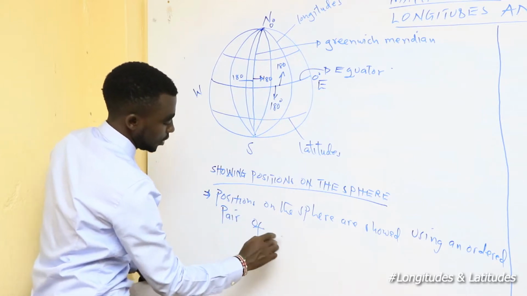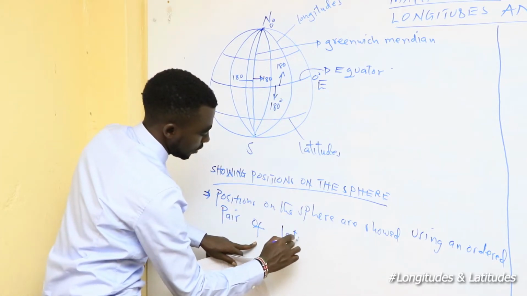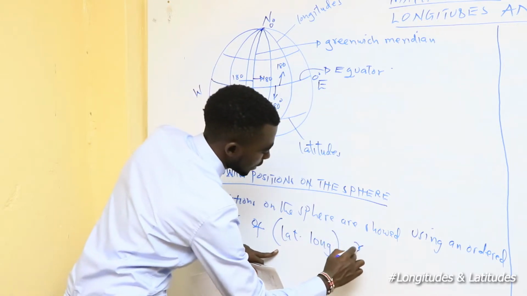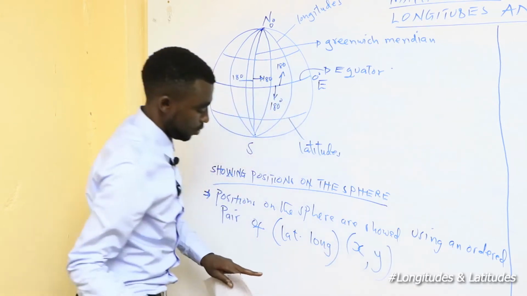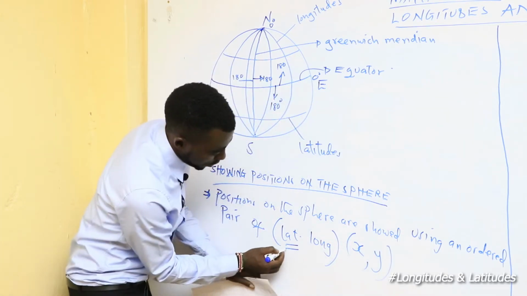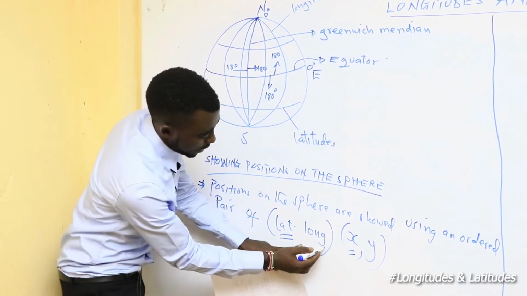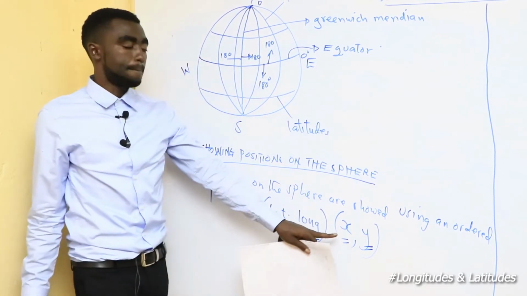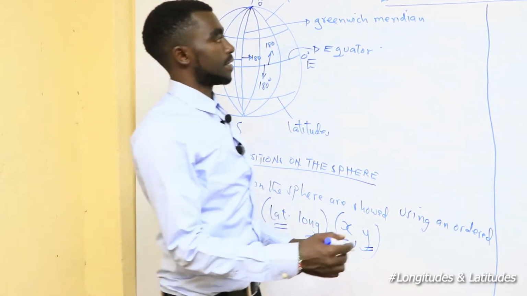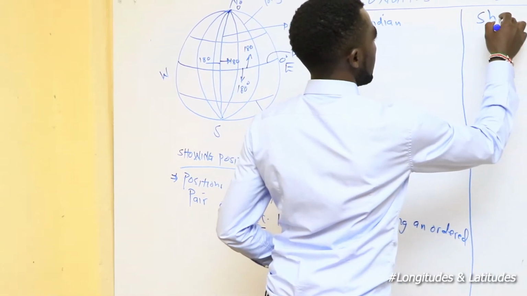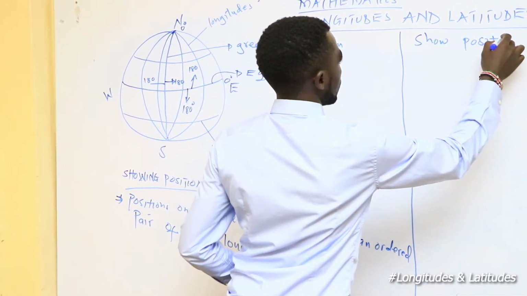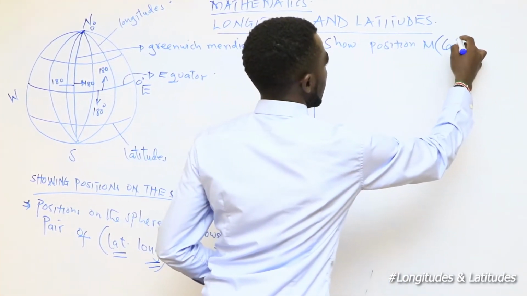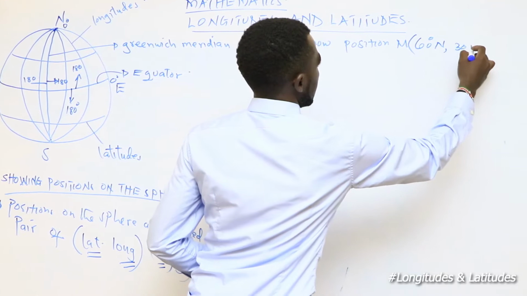of latitude and longitude in that order. In this case, X and Y. Meaning, we start by showing the position of latitude, this is X, and then we go to show the position of the longitude represented by Y. What do you mean? Let's see some example. Show position M. Position M, and you may be told position M is 60 degrees north, 30 degrees east.